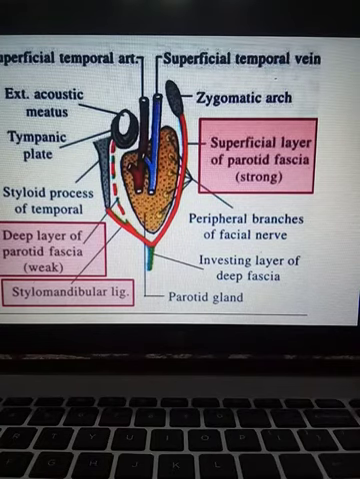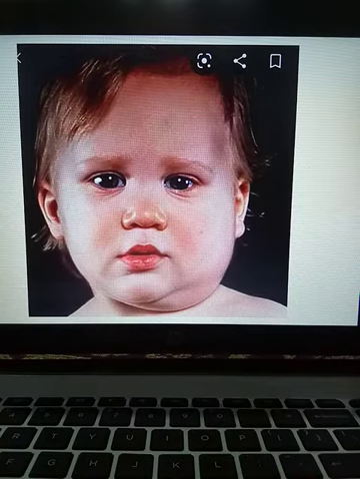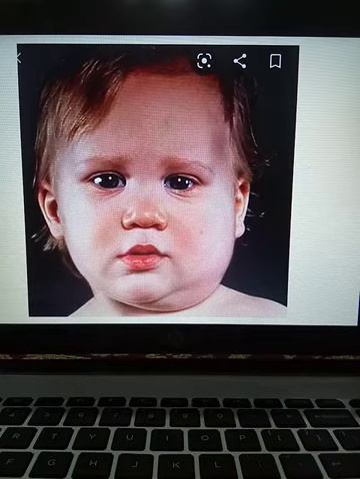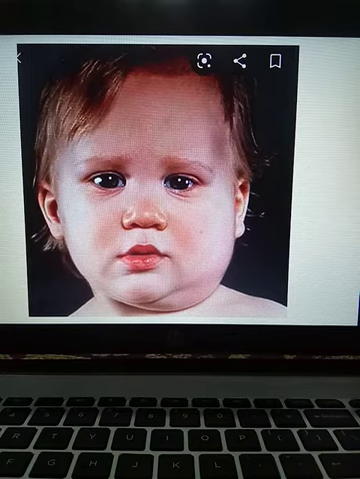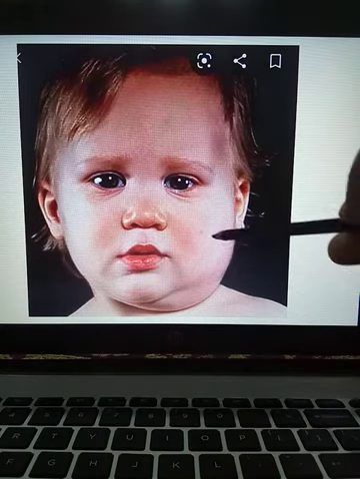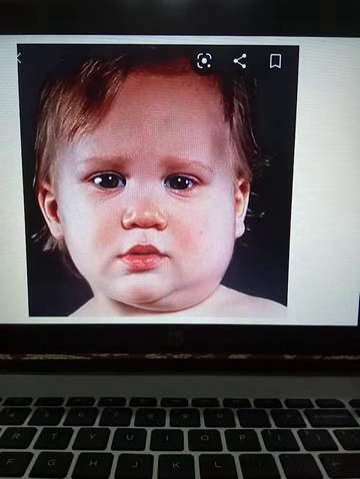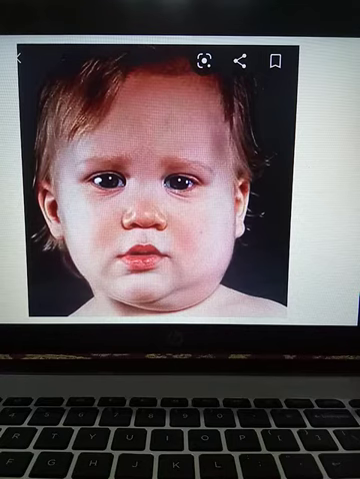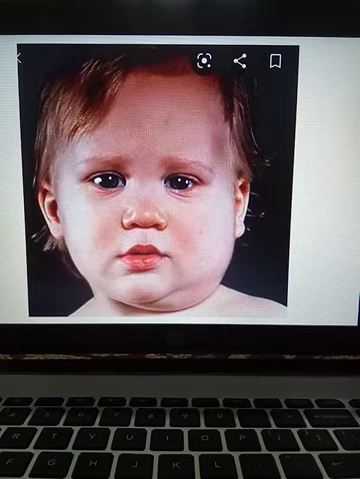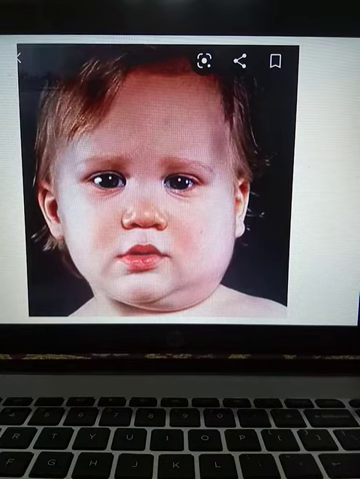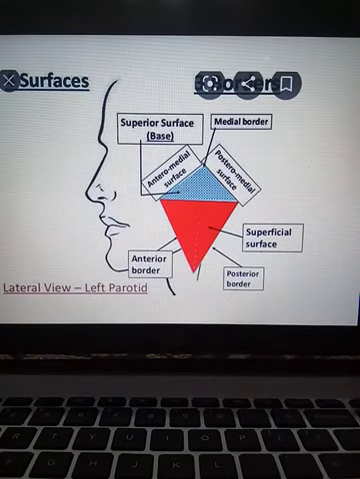Fine. The parotid fascia is very unyielding, so any parotid swelling can lead to excruciating pain. Can you see the cheek is swollen? This is an infectious disease called mumps, caused by a virus. You can have various complications associated with mumps. The patient can have orchitis, inflammation of the testes, or pancreatitis. After that comes the external features.